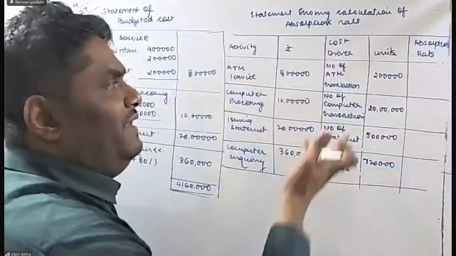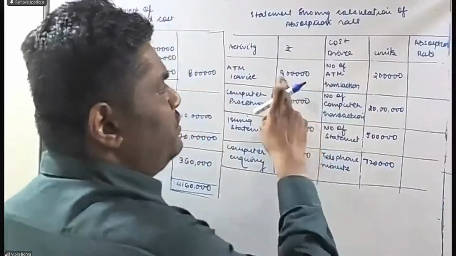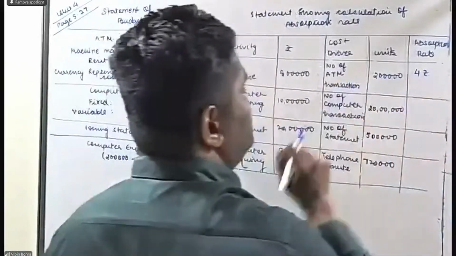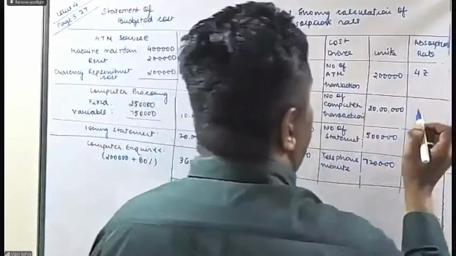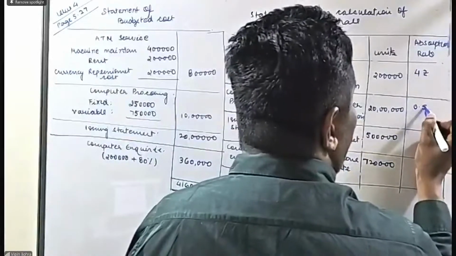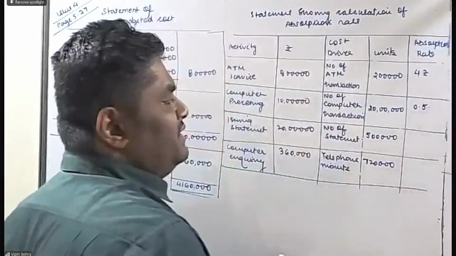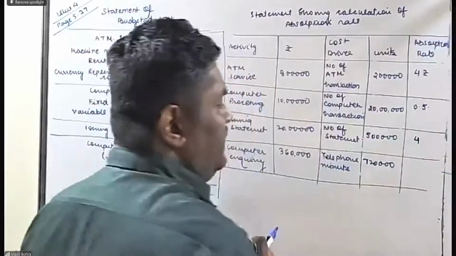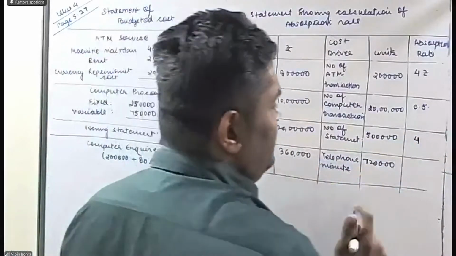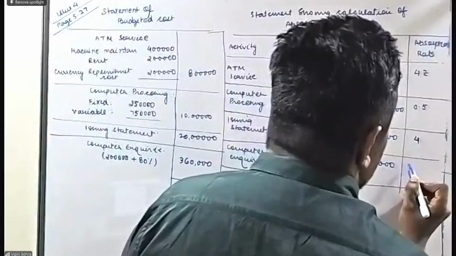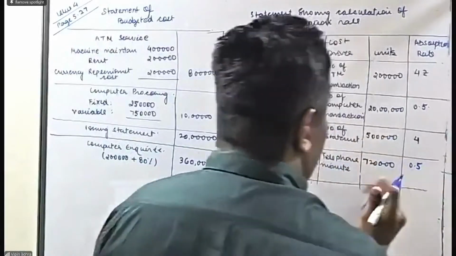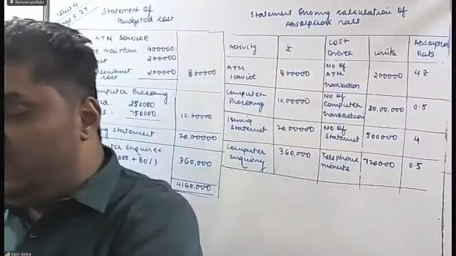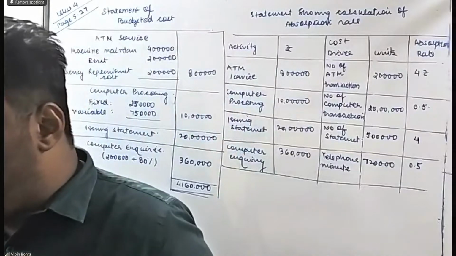Now everything is ready. We can easily calculate the absorption rate. So 8 lakh divided by 2 lakh, that is 4 rupees per transaction. 10 lakh divided by 20 lakh, that is 0.5 per transaction. 20 lakh divided by 5 lakh, that is rupees 4 per statement. And 3 lakh 60,000 divided by 7 lakh 20,000, that is 0.5 per minute. So now we are done with the absorption rate calculation. If you guys have any doubts, please post your query.